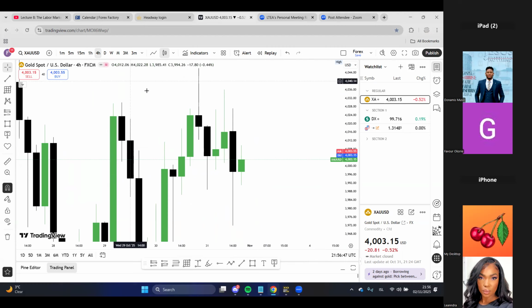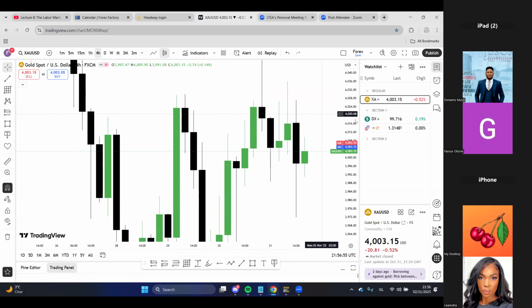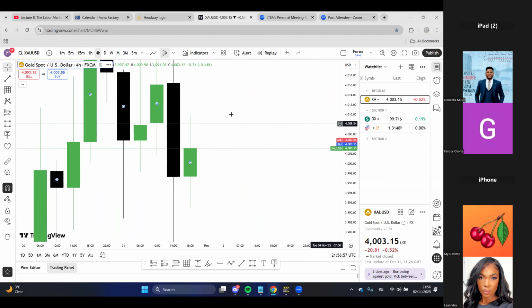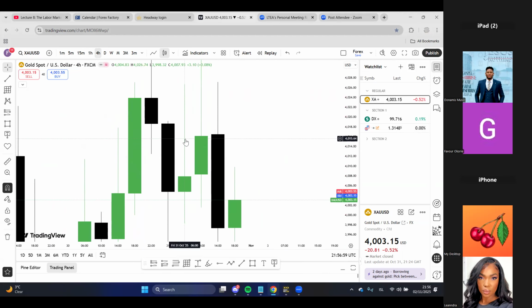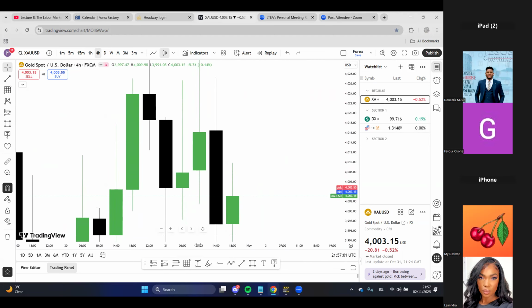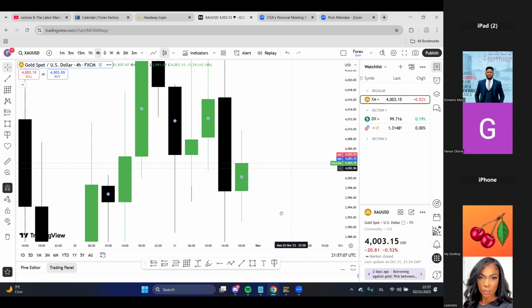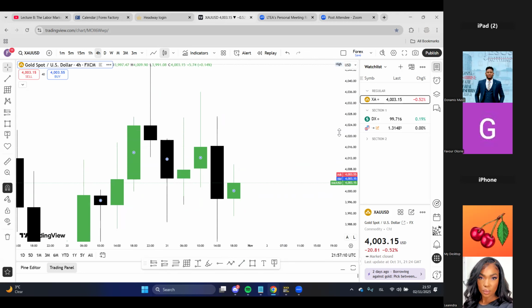If I am trading London session, where is London session? This is London session right here. This is 6 a.m. London session. Now, let's analyze this candle right here. Let me mark it out. Let's analyze this candle right here. The same thing. Just watch me step by step.